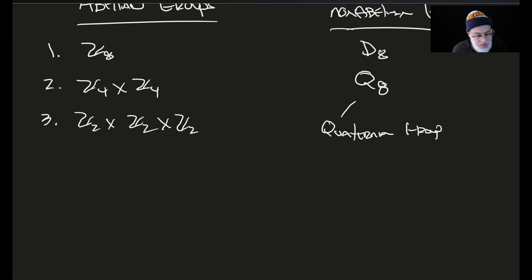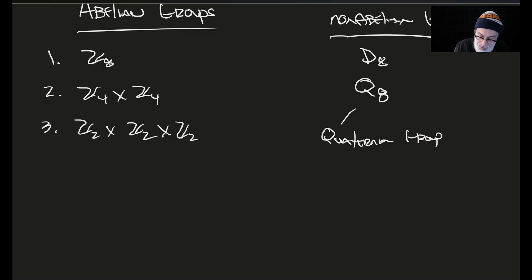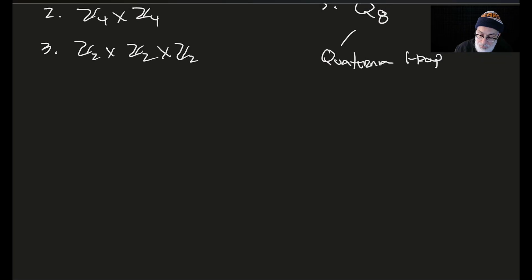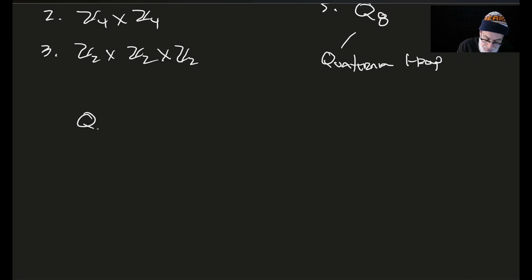I think I might do a video next on the quaternion group, but all groups of order 8 will be isomorphic to one of these 5 groups. Every single one. So any group of order 8, you'll see that it has the exact same structure. They're structurally equivalent to one of these 5 groups. Now, if it's abelian, you have 3 choices. Non-abelian, you have 2 choices.